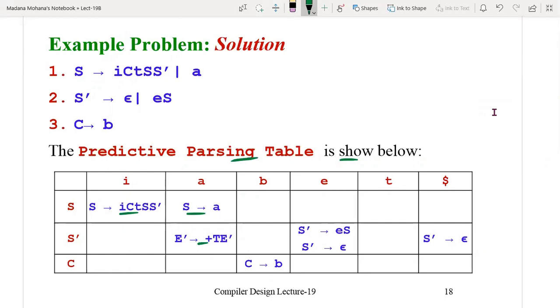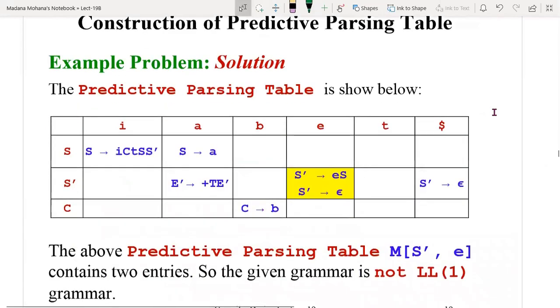Now here you can see the entry S dash on e. Here you can observe that two productions are there, so that means two entries. That means in one entry more than one production is there, which means this is not an LL1 grammar. So now you can see from this the conclusion. In the predictive parsing table shown below, the entry M of S dash on e, highlighted in yellow color, contains two entries. That means two productions. So the given grammar is not LL1.